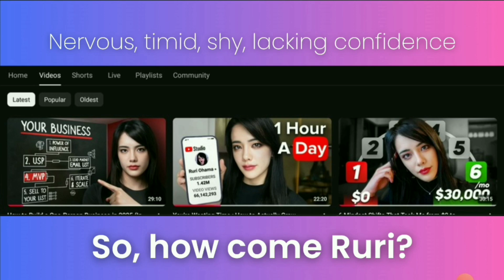And then the question now becomes, how come Ruri looks like this and she's doing YouTube videos? And she is confident. If you watch some of her videos, you would see that she has a high level of confidence, and she's not trying to talk excitedly or anything like that. She's in her own vibe, in her own element, and talks in her own tone of voice, in her own unique way. And she's doing content, and she has over 1 million subscribers on YouTube.